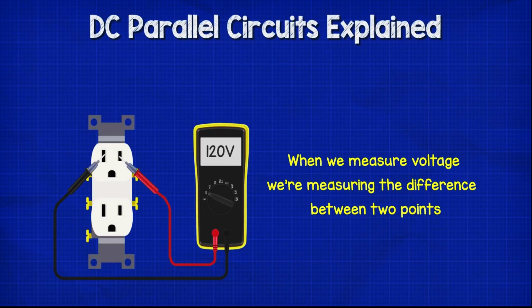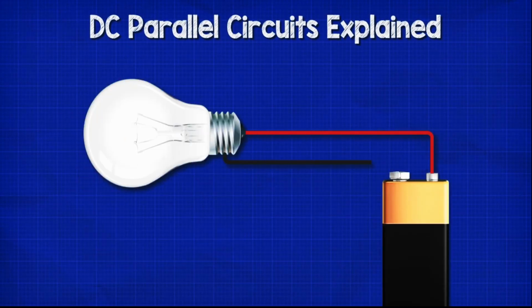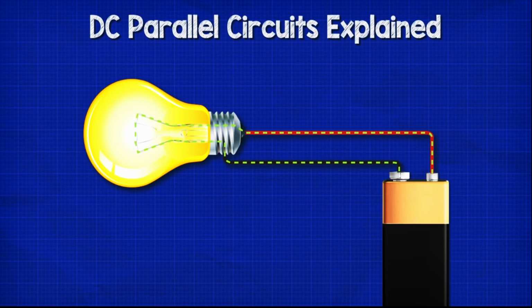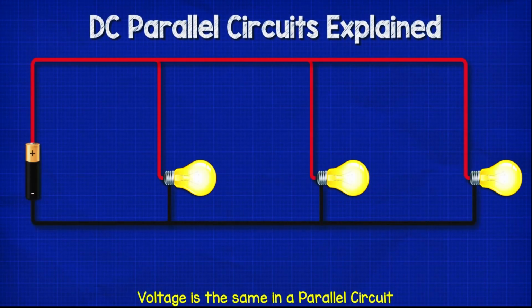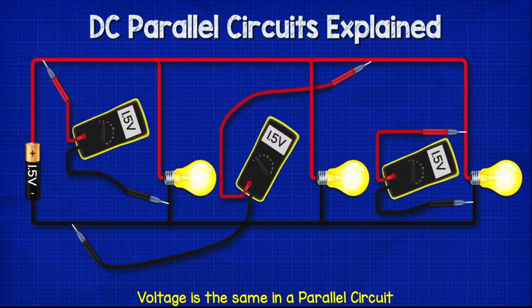The same with voltage. We can only measure the difference in voltage between two different points. When we connect a component to a battery, it experiences the difference in voltage between the 2 points or terminals of the battery. The voltage or pressure will force electrons to flow through the component. In parallel circuits, the voltage is the same anywhere in the circuit. It doesn't matter if we connect our multimeter here, here, or here. We get the same reading.